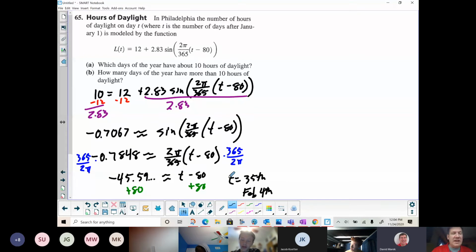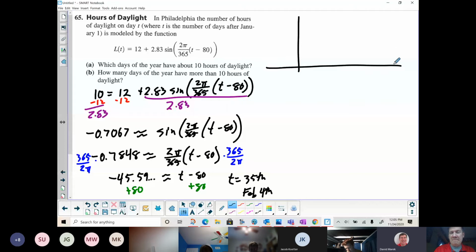So if there is a day here in February where there are 10 hours of daylight, there should be a corresponding, could we actually think of this as a graph? The number of hours of daylight never quite gets down to 0 in Philadelphia or here in Southwest Ohio. You have to go other places for that.